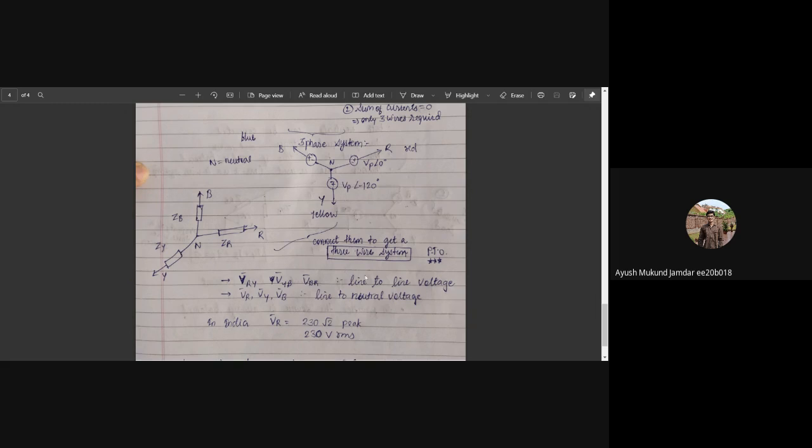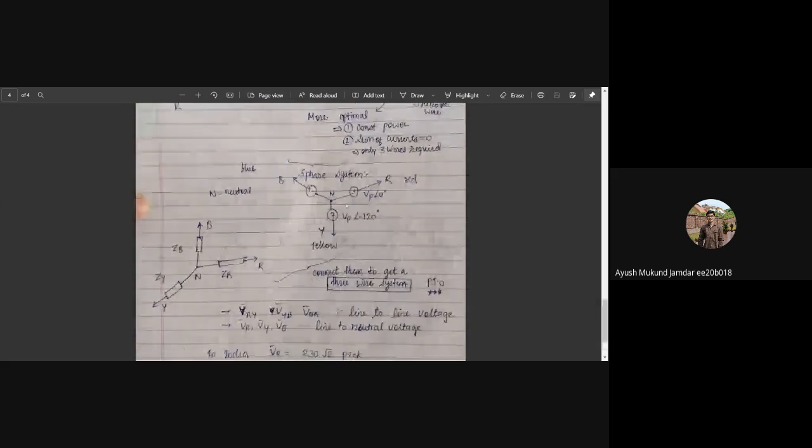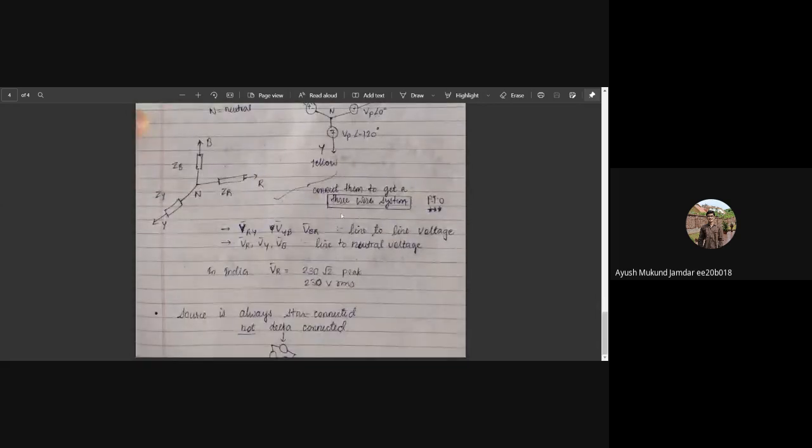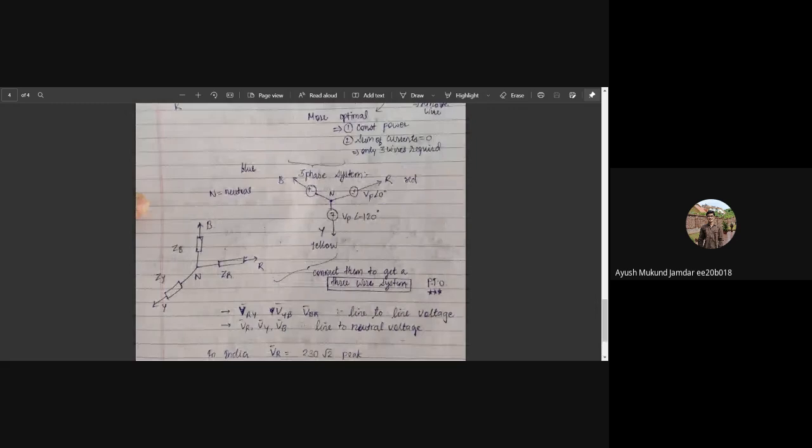And some more terminologies here. Line to line voltage is VRY, that is VR minus VY, where VR and VY are line to neutral voltages, that is taken with respect to this center N, central node. And we usually have a source always connected in the star form, not in the delta form, whereas the load can be star or delta anyway, and it can be converted using the star delta conversion formulas. So the source we usually take of this form only, that is the peak voltage is same for three sources.